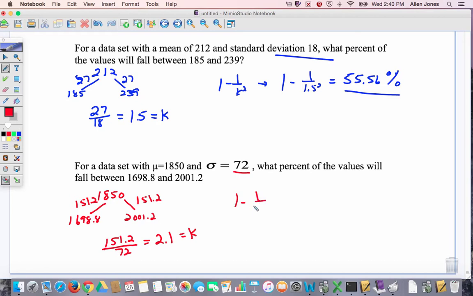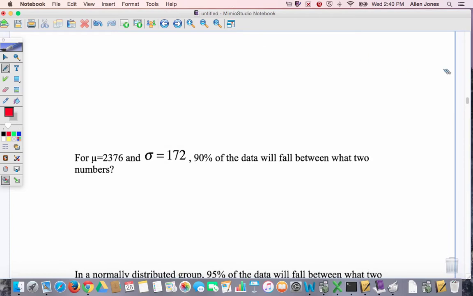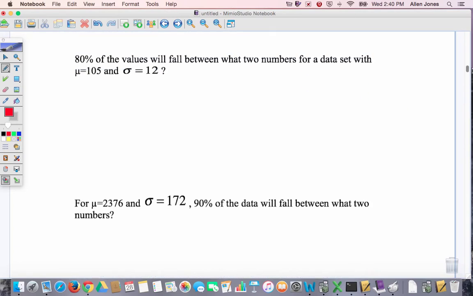That number of standard deviations is k, so 1 minus 1 over 2.1 squared tells us that approximately 77% of the values will fall between 1698.8 and 2001.2. So there's our first look at Chebyshev's theorem.